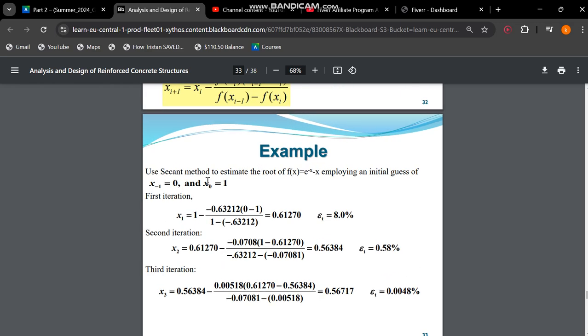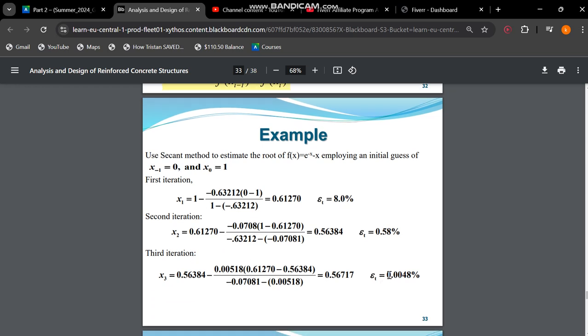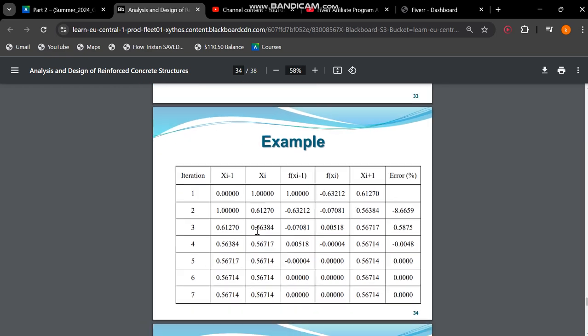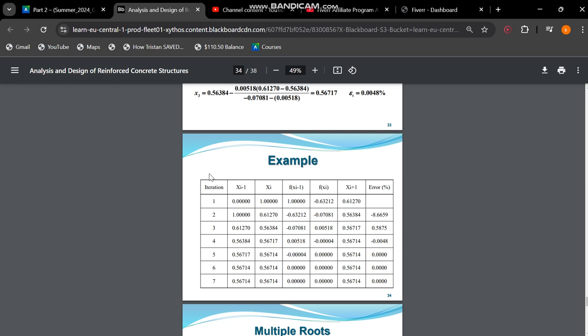Here's another example. You just use the initial guesses, substitute them, and keep substituting, and you'll get the answer. And as the error falls below a certain percentage, that is your root. And here's an example. Basically, this is the format. With bracketing methods and open methods, you have to arrange them in tables. Make sure you put tables, and that's pretty much it, guys.